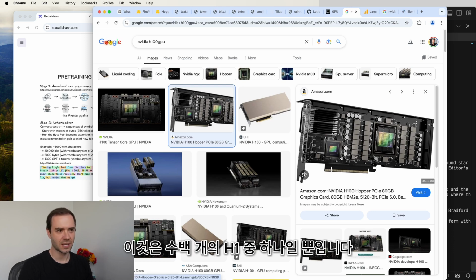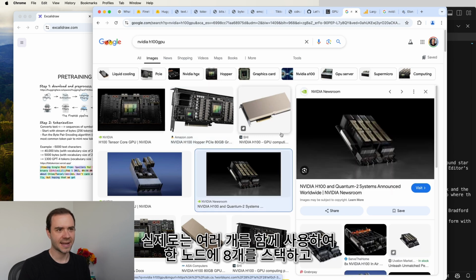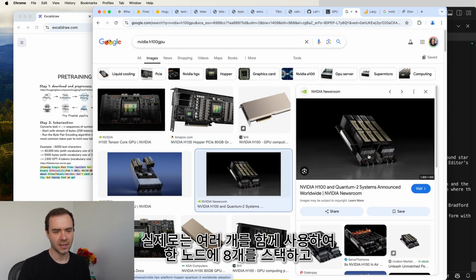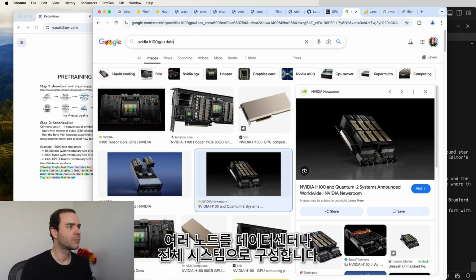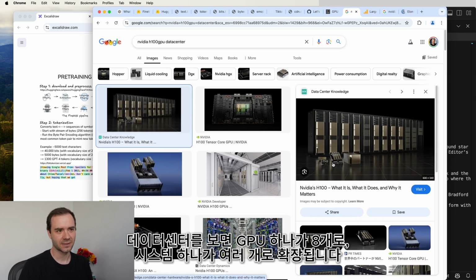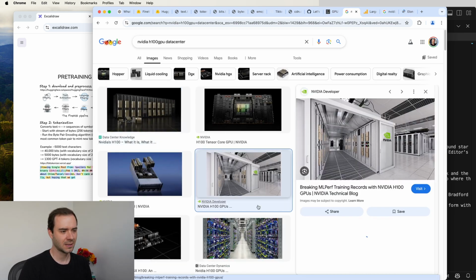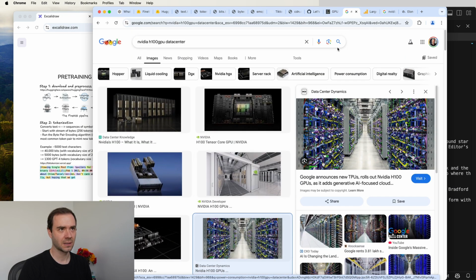So this is just one of these H100s, but actually you would put multiple of them together. You could stack 8 of them into a single node, and then you can stack multiple nodes into an entire data center or an entire system. So when we look at a data center, we start to see things that look like this, right? One GPU goes to 8 GPUs, goes to a single system, goes to many systems. And so these are the bigger data centers, and they, of course, would be much, much more expensive.